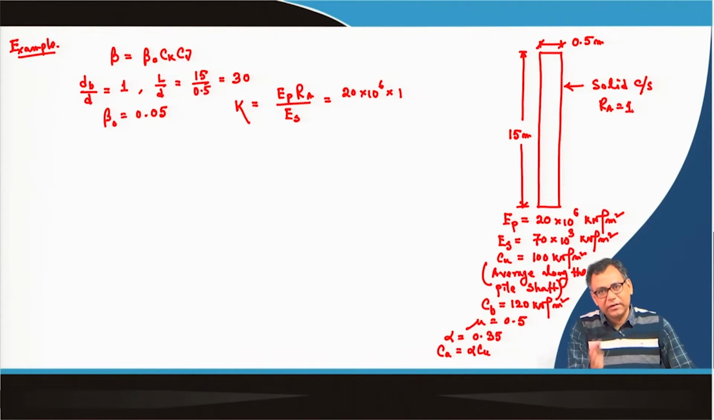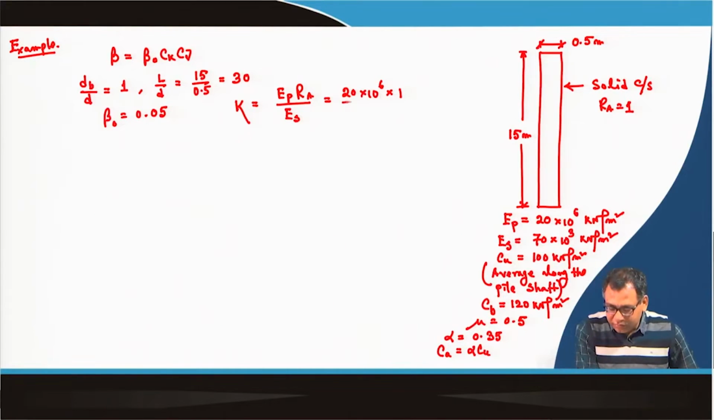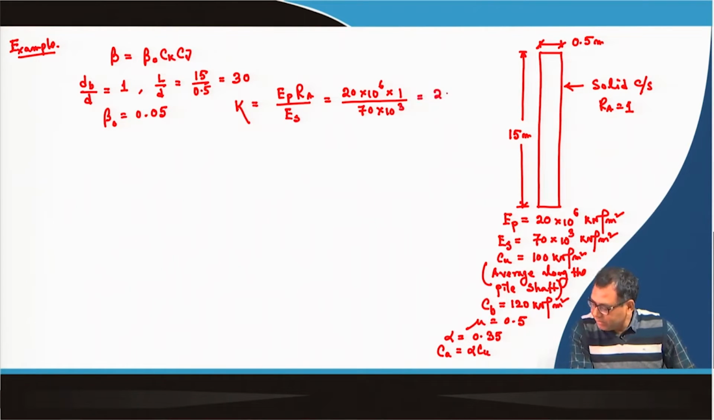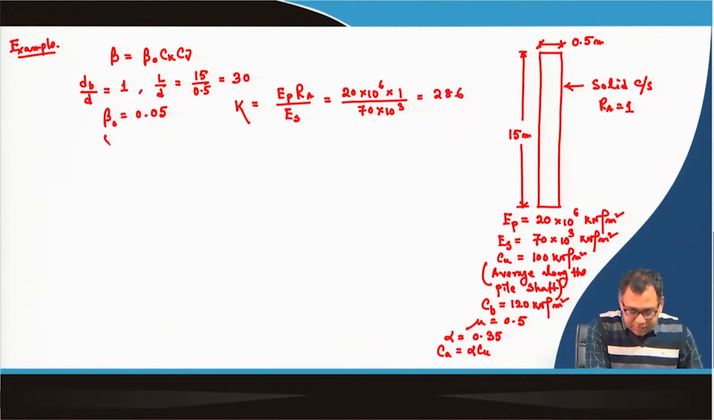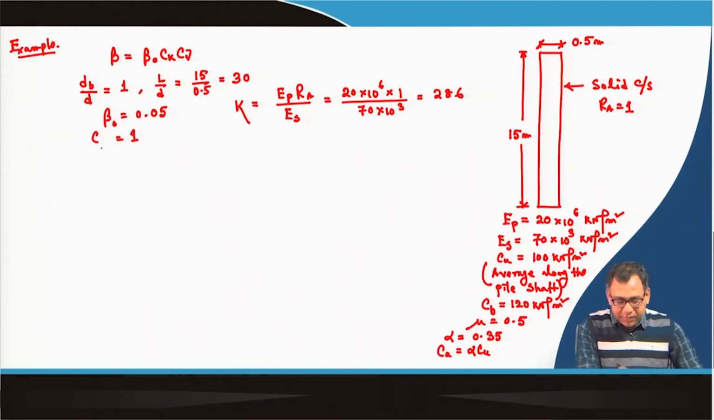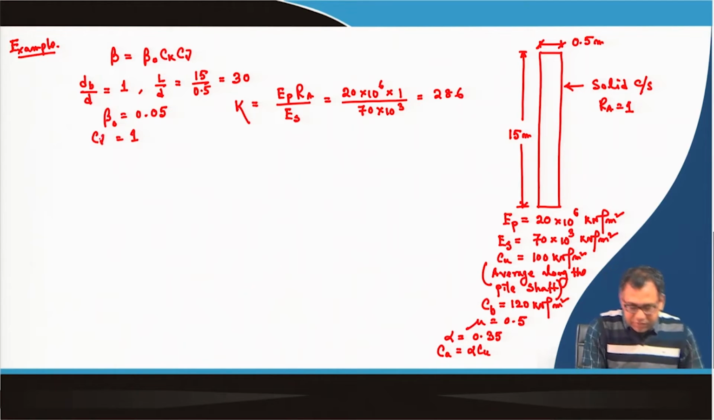So, I have already discussed in the last class how we can determine the R a for solid pile or for the hollow pile. So, it is for solid pile. So, this is 1 and E s is 70 into 10 to the power 3. So, this value is 286. So, as I mentioned, my C nu will be 1 because the Poisson ratio itself is 0.5. So, this is C nu which is equal to 1.